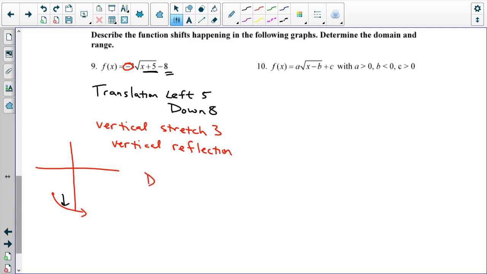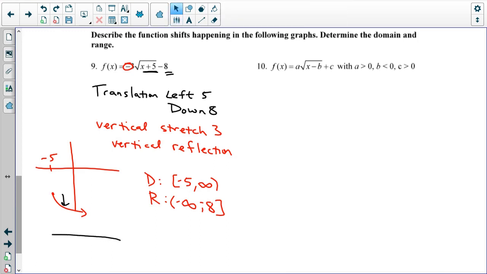If I'm writing the domain and range of this function, my domain is going to be from -5 to infinity because that value is -5. My range is going to be from -infinity to -8, because the values go from negative infinity all the way up to this value, which is at -8.